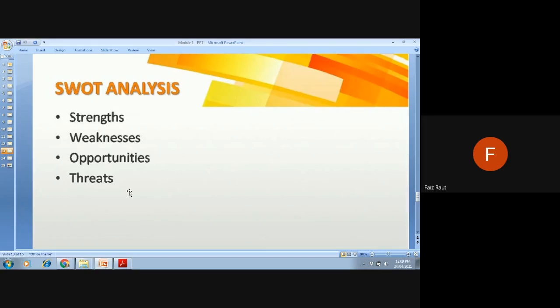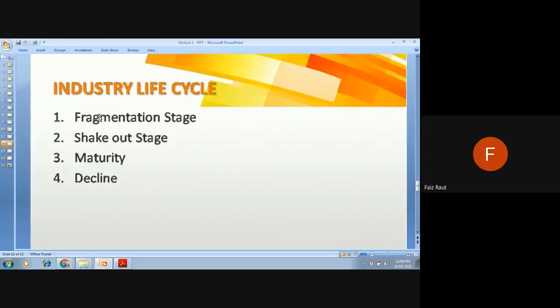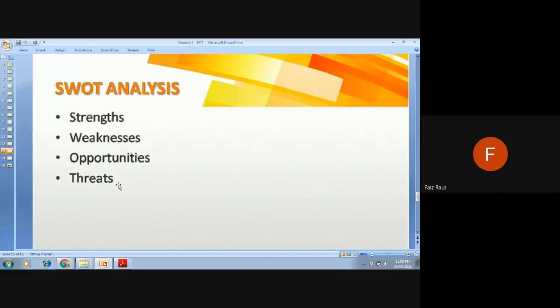Okay, next is SWOT analysis. We did the industry analysis here, which covers what kind of industry my company is in. Now, I'll do a SWOT analysis of a company. You have studied this in strategic management, and you have done a SWOT analysis of a company in the organization study also.